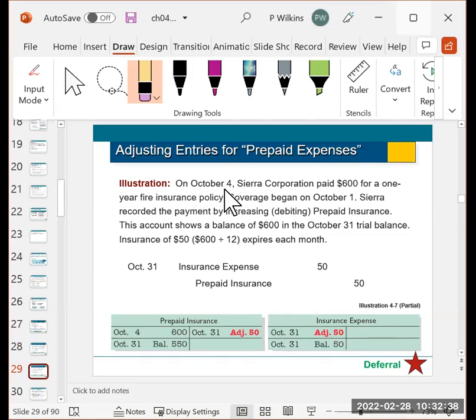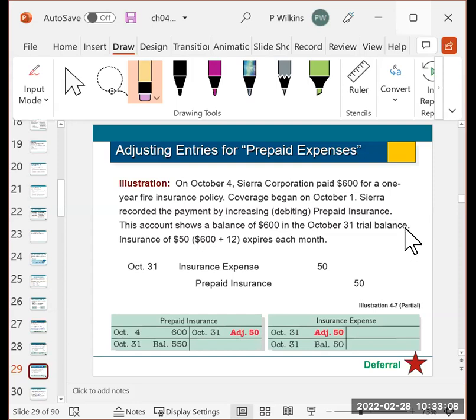On October 4th, Sierra Corporation paid $600 for a 1-year fire insurance policy. Coverage began on October 1. Sierra recorded the payment by increasing or debiting prepaid insurance. So that means that when they bought the insurance policy, they debited prepaid insurance $600 and they credited cash $600. The prepaid insurance account shows a balance of $600 on October 31st.